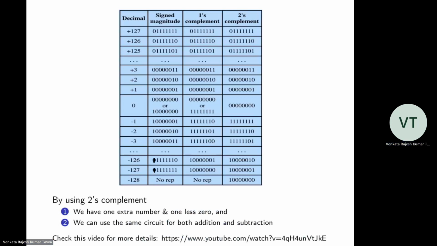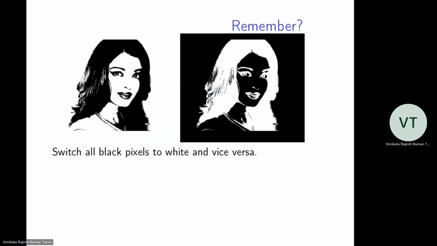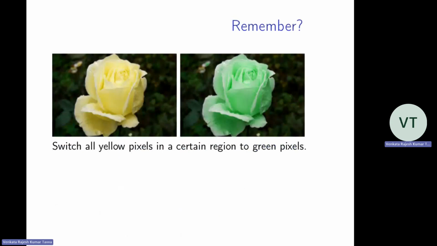Okay, so this we discussed. Another example, what if the color changes? Again, this also needs to be converted to binary operations. No other option.